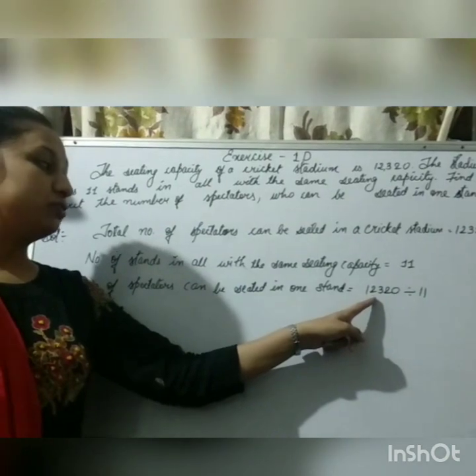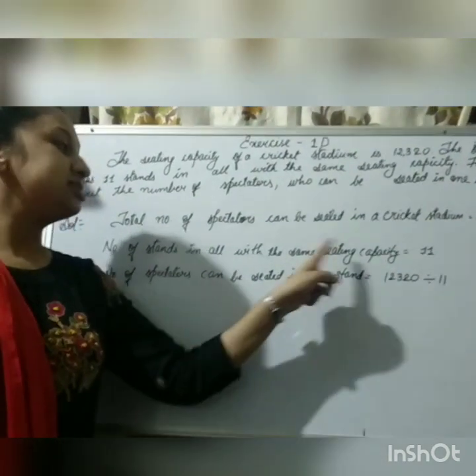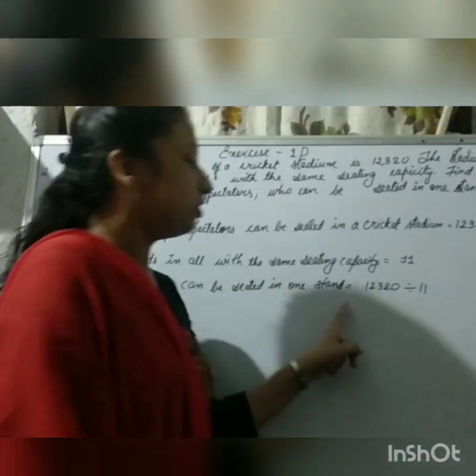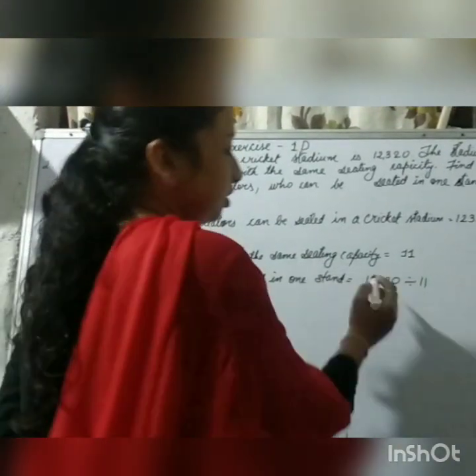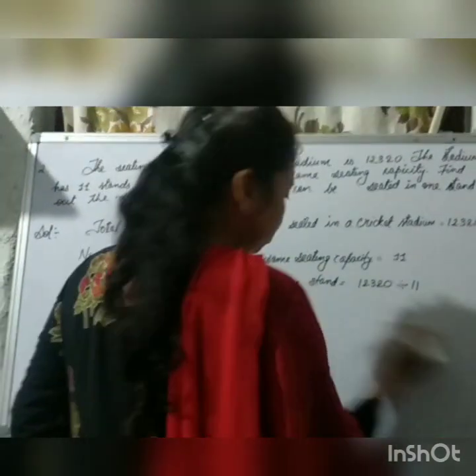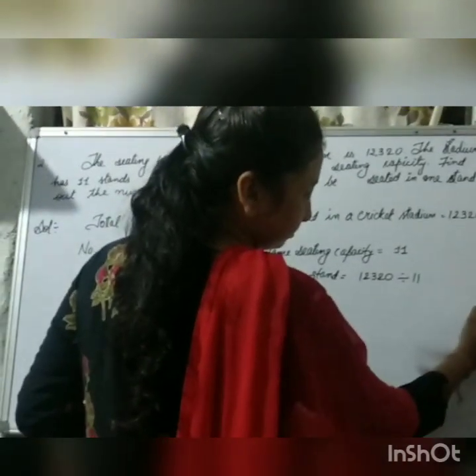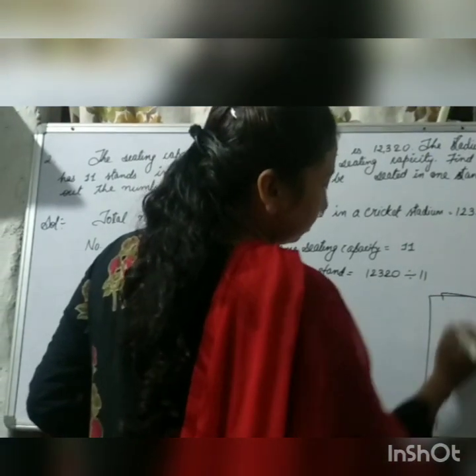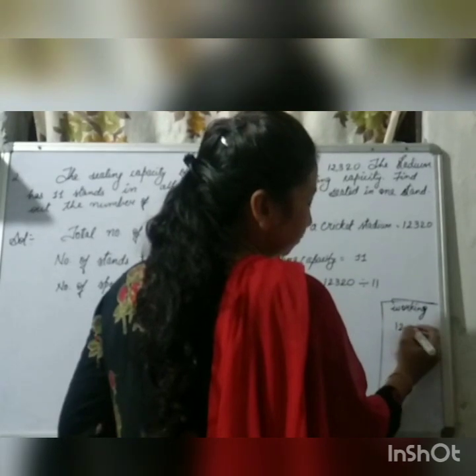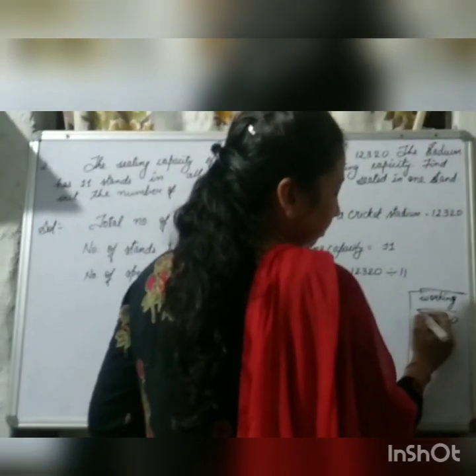So what will we do? We will divide. That means in one stand how many spectators can be seated? We will divide 12,320 by 11. So let's do the division here. Start working here: 1, 2, 3, 2, 0 by 11.